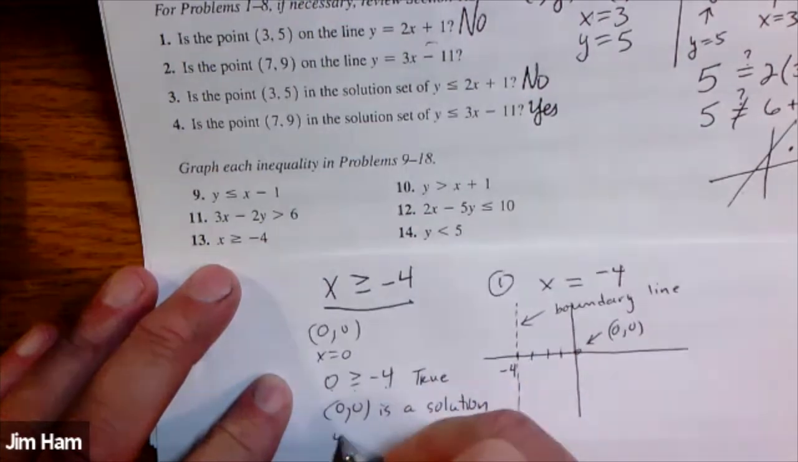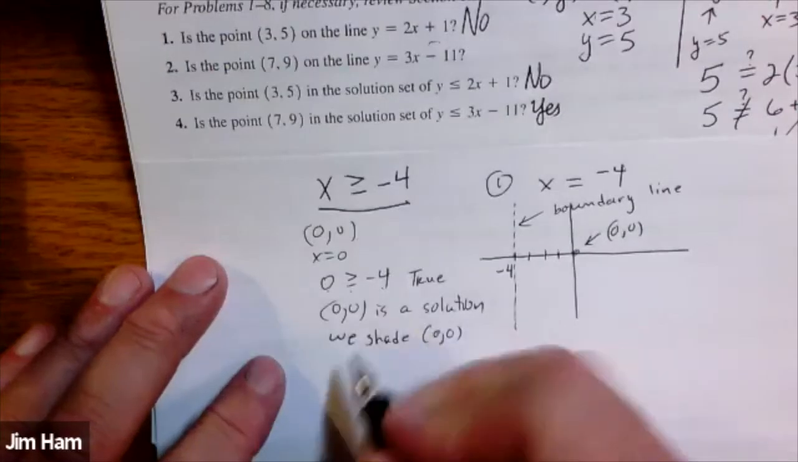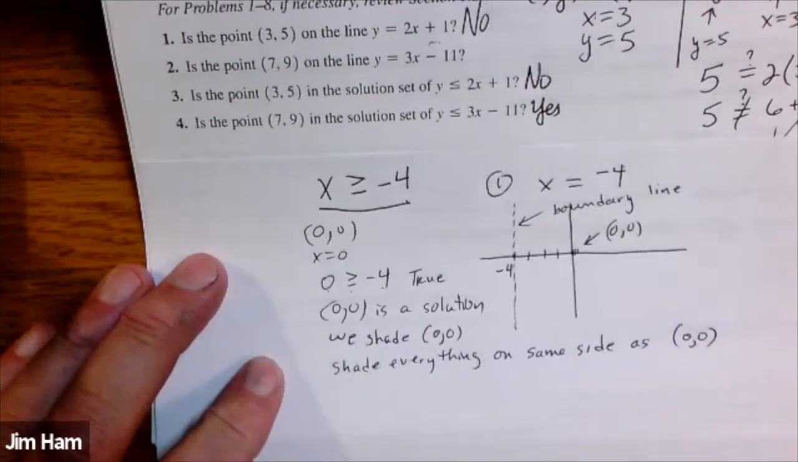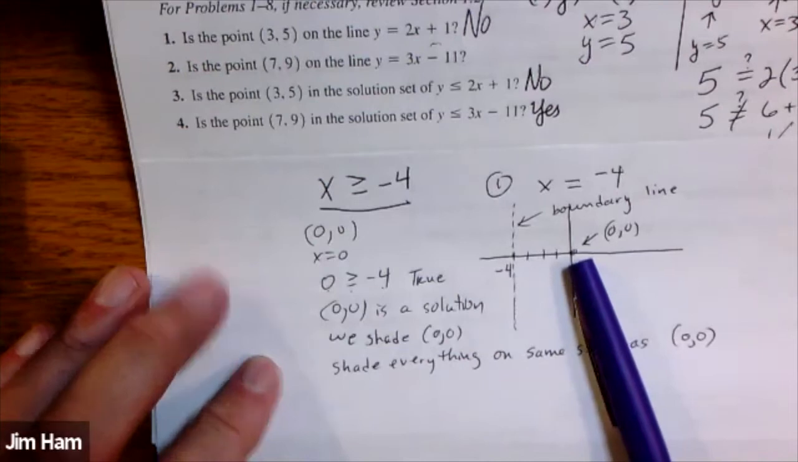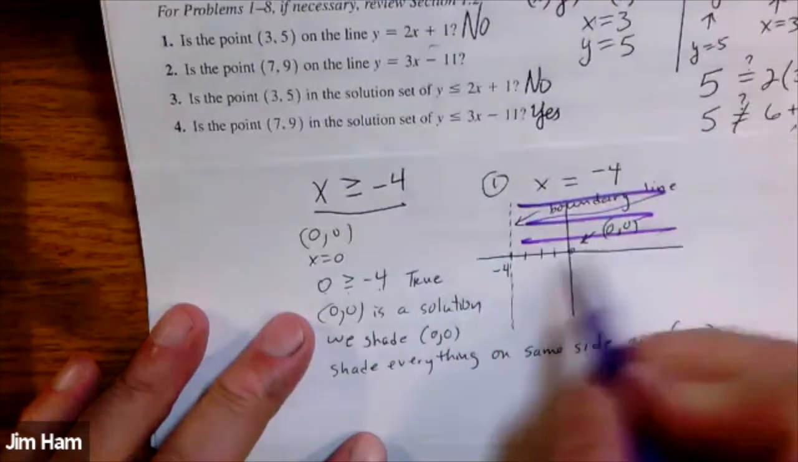So therefore, we want to shade 0, 0. And if we shade 0, 0, we're going to shade everything else on the same side of the line as 0, 0. So we know 0, 0 is a solution, so everything on the same side of the line is also a solution.